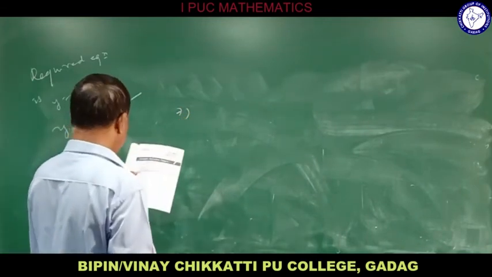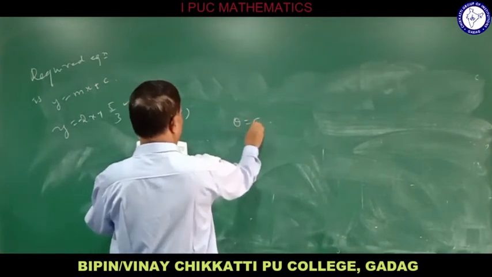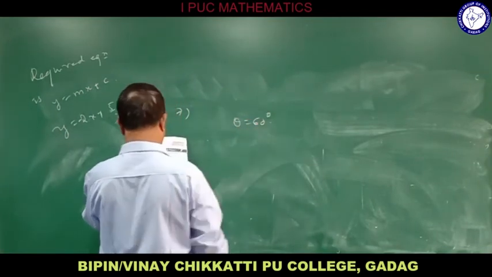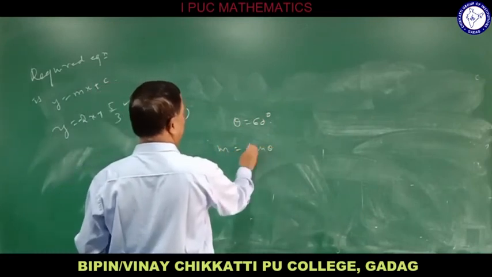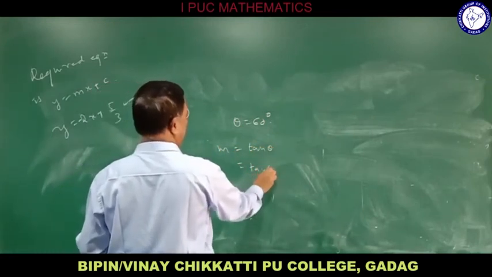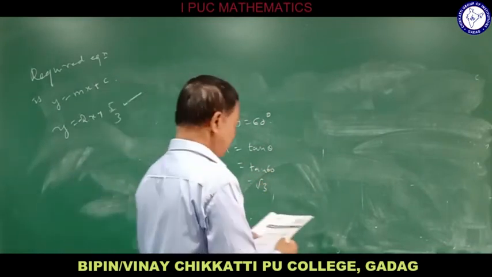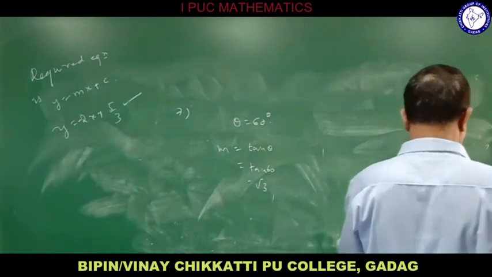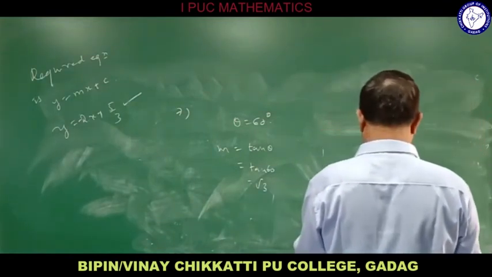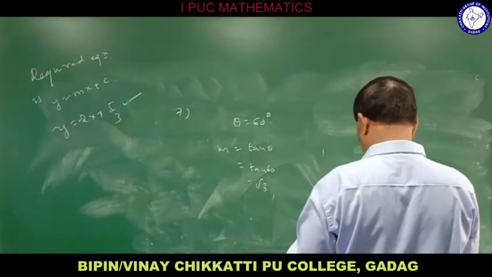The question is: find the slope of the line making the inclination of 60 degrees, theta equal to 60 degrees. And what is the slope? m is equal to tan theta, tan 60. So this is already repeated. This answer is root 3. This is model question paper set number 7. Now I say model question paper set 8. What is the question here? I am going to write it.